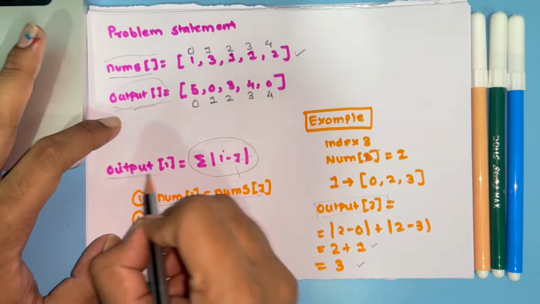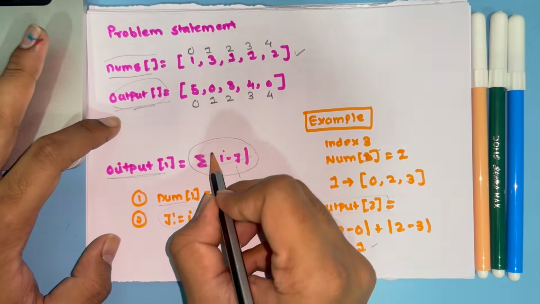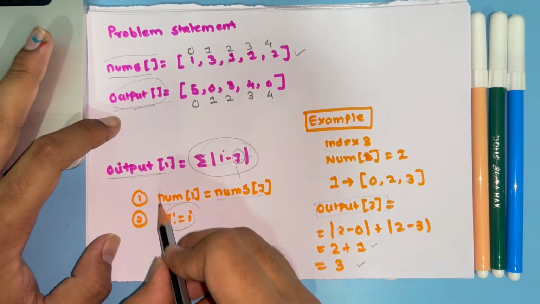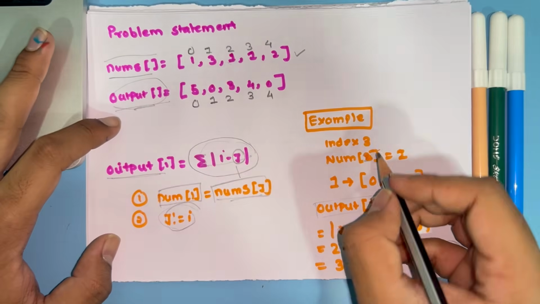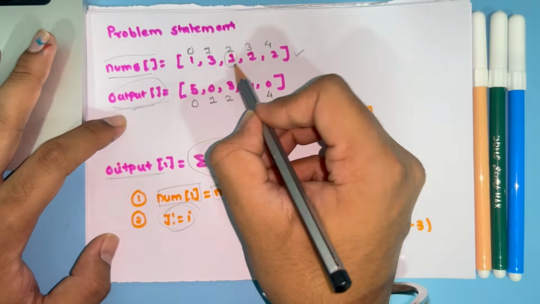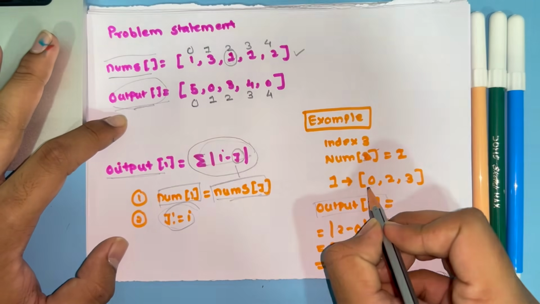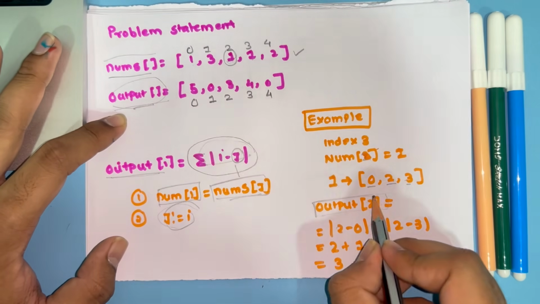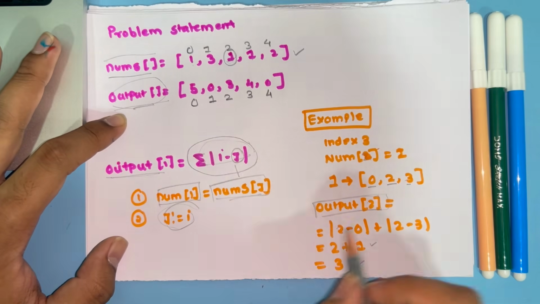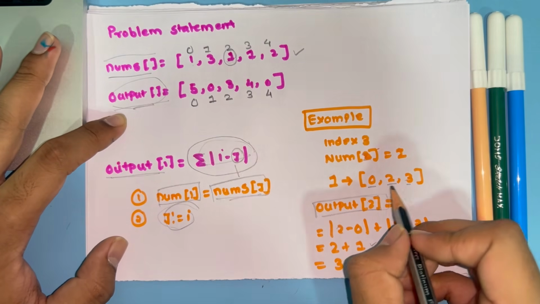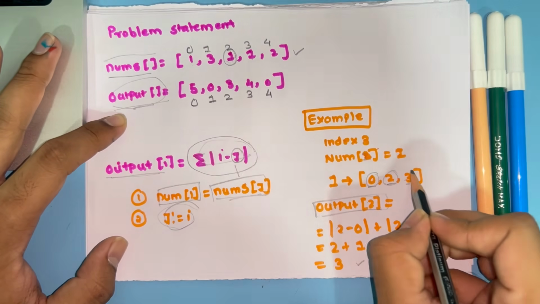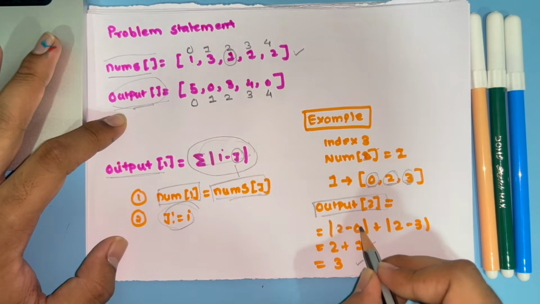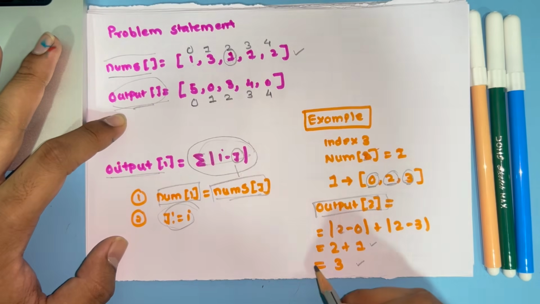Now output of i can be calculated with the summation of modulus of i minus j, where this j is not equal to i and nums of i equals nums of j. For example, consider this 1 at index 2. Now 1 can be found at index 0, 2 and 3. Now when we are calculating output of 2, we need to see all the elements which are present at 1, and we need to calculate the distance like this, modulus of i minus j. So 2 minus 0, 2 minus 3. So the answer will be 3.